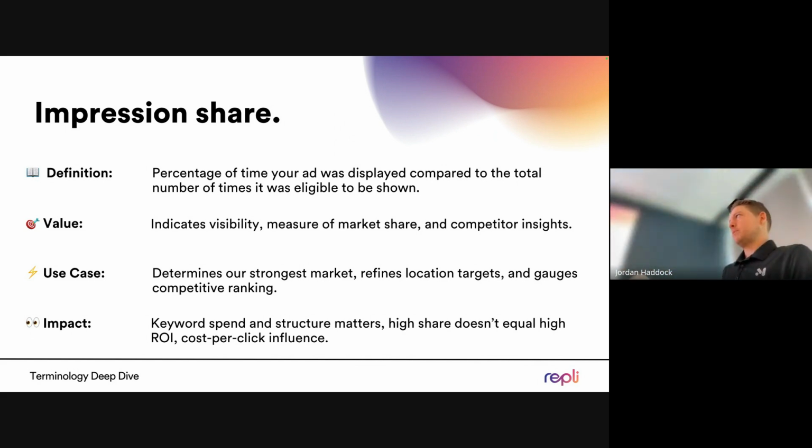So that's where impression share does have its importance. Again, it is helpful to gauge competitive ranking. We can view the performance of other competitors in the area, but I wouldn't use it in general to optimize campaigns. Again, it's more of a case-by-case basis. Any more questions on impression share?